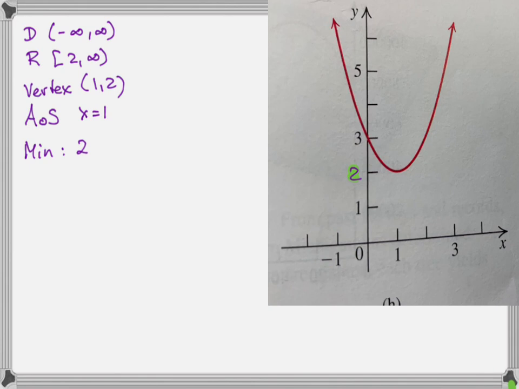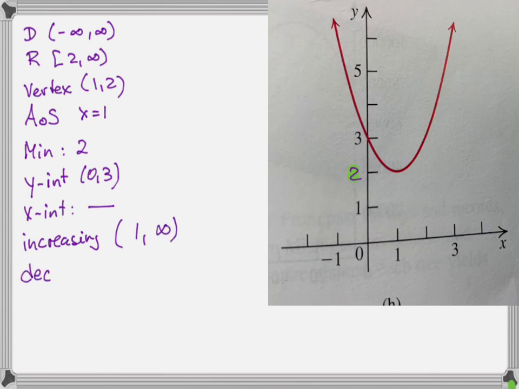What is the value of the minimum? 2. What is the y-intercept? 0, 3. Do we have any x-intercepts? None. Where does the function increase? Increasing. Where's it decreasing? Negative infinity to 1.